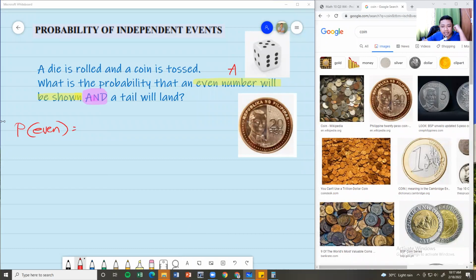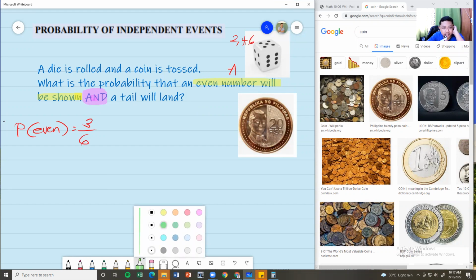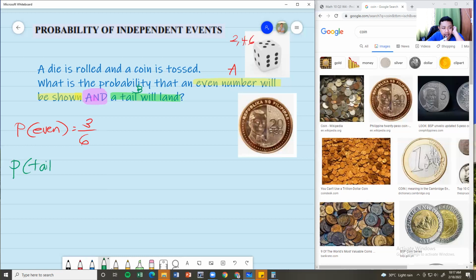Okay, correct. That's 3 over 6, because the even numbers are 2, 4, and 6. So that is 3 over, the total is 6. Very good. The next event. The next event is a tail will land. What's the probability of getting a tail? This is our event B. Type it in the chat box, please. That's 1/2. Very good. The tail is the kabaliktaran of the face. Okay, so that's 1/2. Okay?